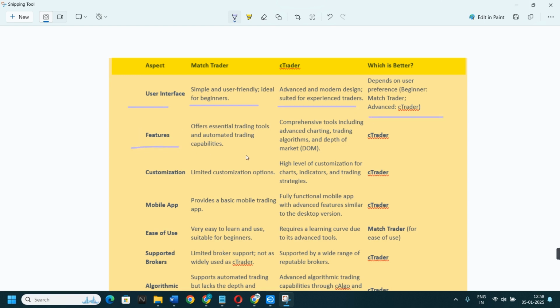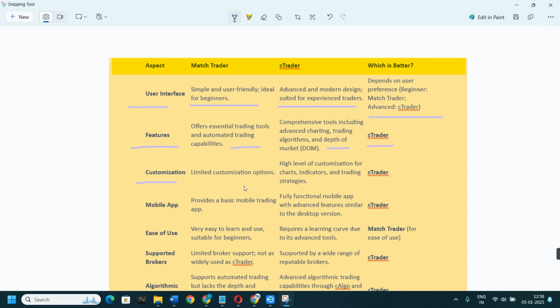Now let's look at the features. cTrader offers essential trading tools and automatic trading capabilities. And cTrader has comprehensive tools including advanced charting, trading algorithms, and depth of market. So cTrader is better.